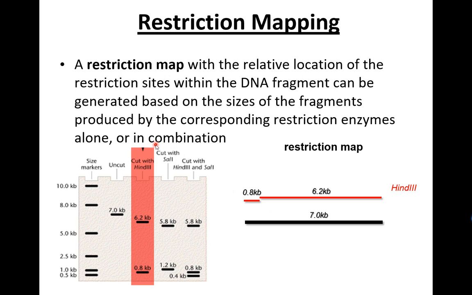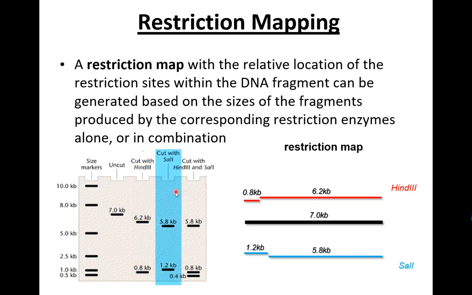Now, let's analyze what happens when you treat the same fragment with this restriction enzyme, SAL1. SAL1 generates a 5.8 kilobase band and a 1.2 kilobase band here. So the total still gives us 7 kilobases, meaning it's cutting only once, like HIM3. And now we know that it's cutting 1.2 kilobases from one of the ends, so either this end or this end right here, right? How do we know where SAL1 cuts? Does it cut here or does it cut here?